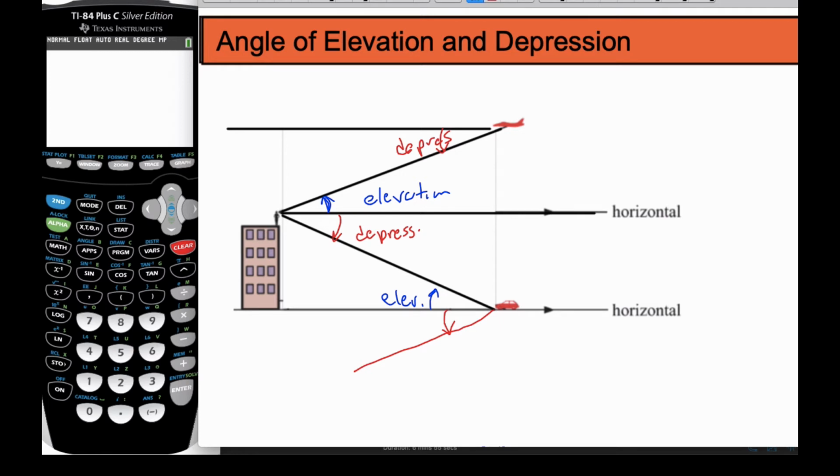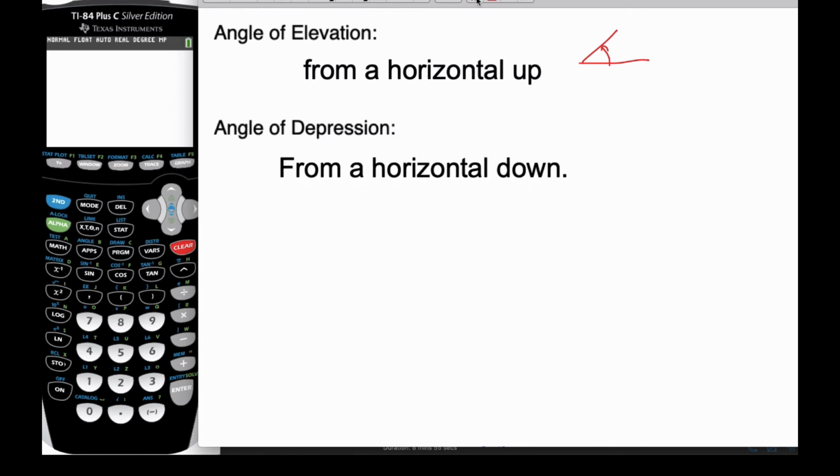So the angle of elevation is always from a horizontal up. I have a horizontal, and I look up, and that angle is the elevation. For the angle of depression, it goes from a horizontal and looks down, and that is the depression. Make sure you get the ideas from a horizontal.